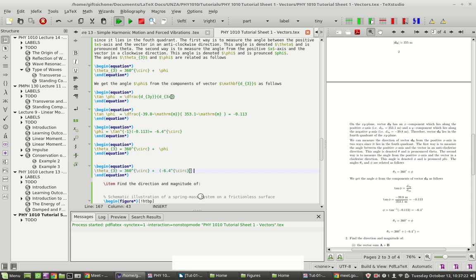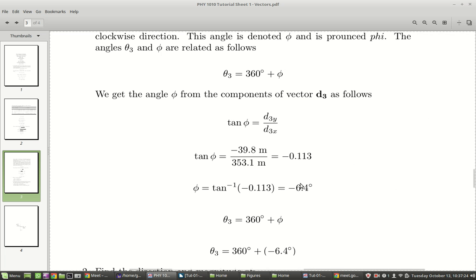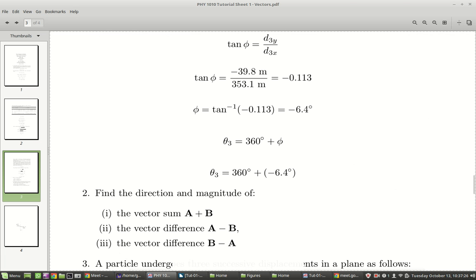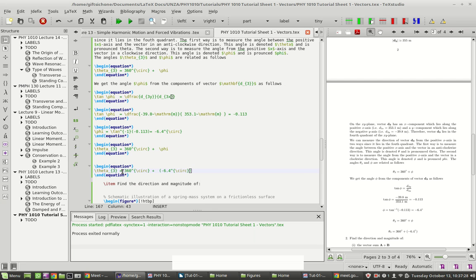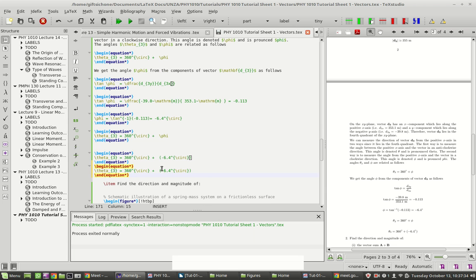So it will be 360 degrees plus this guy. That will give us 360 degrees minus the negative angle, which gives us how much?